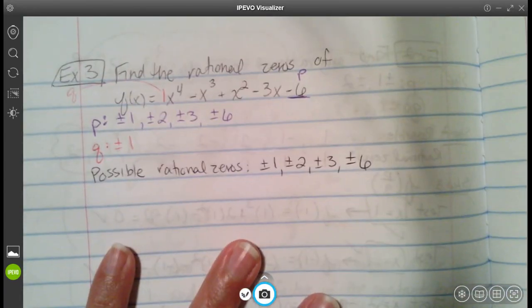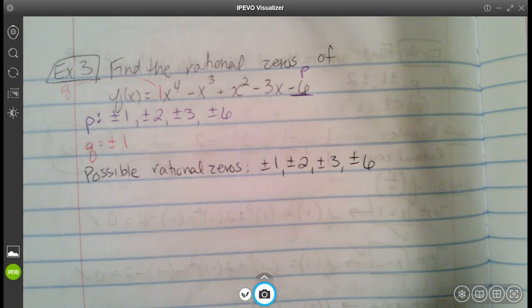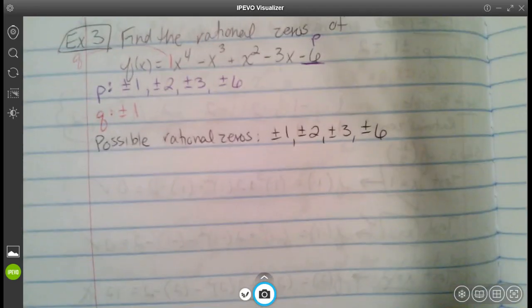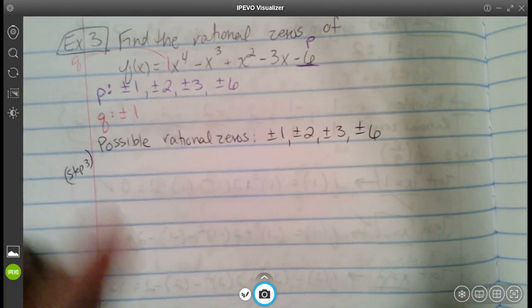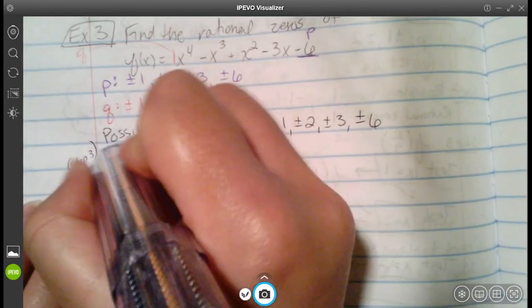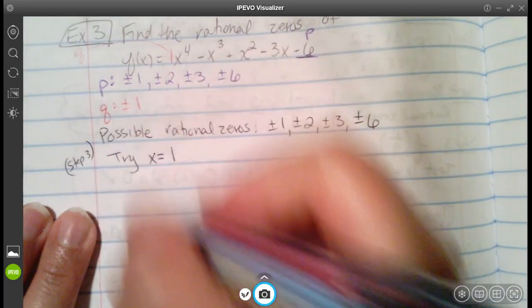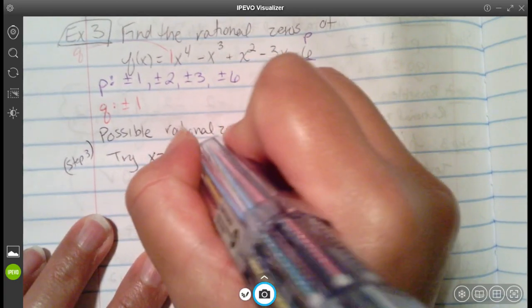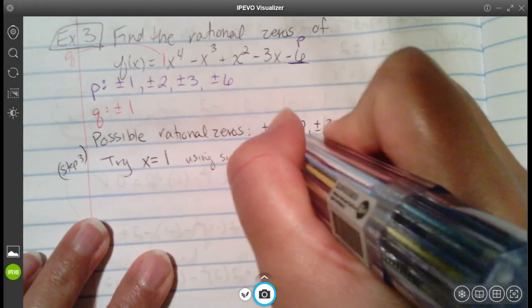Okay, so what I'm going to do is I'm going to use synthetic division with some of these one at a time, I guess you could say. And the minute I find a 0, I can actually continue the synthetic division to find another 0. Okay, so here's how it's going to work. This is like our step 3. Okay, if you wanted to kind of label it a little bit here. We're going to try x equals 1 because that's probably the easiest one to do, okay? Using synthetic division.